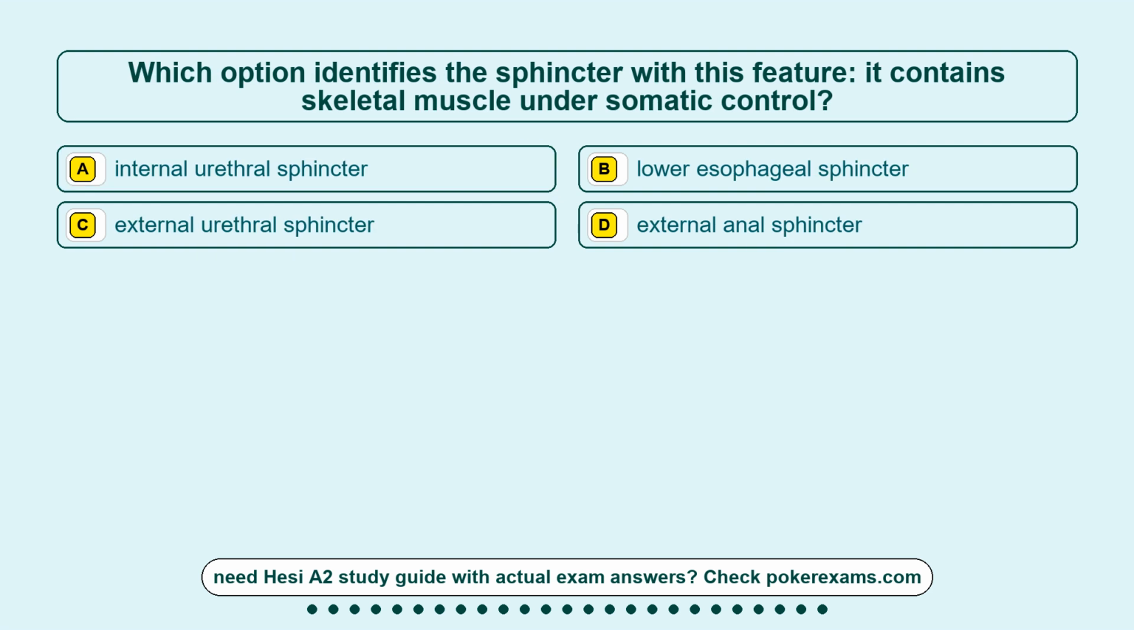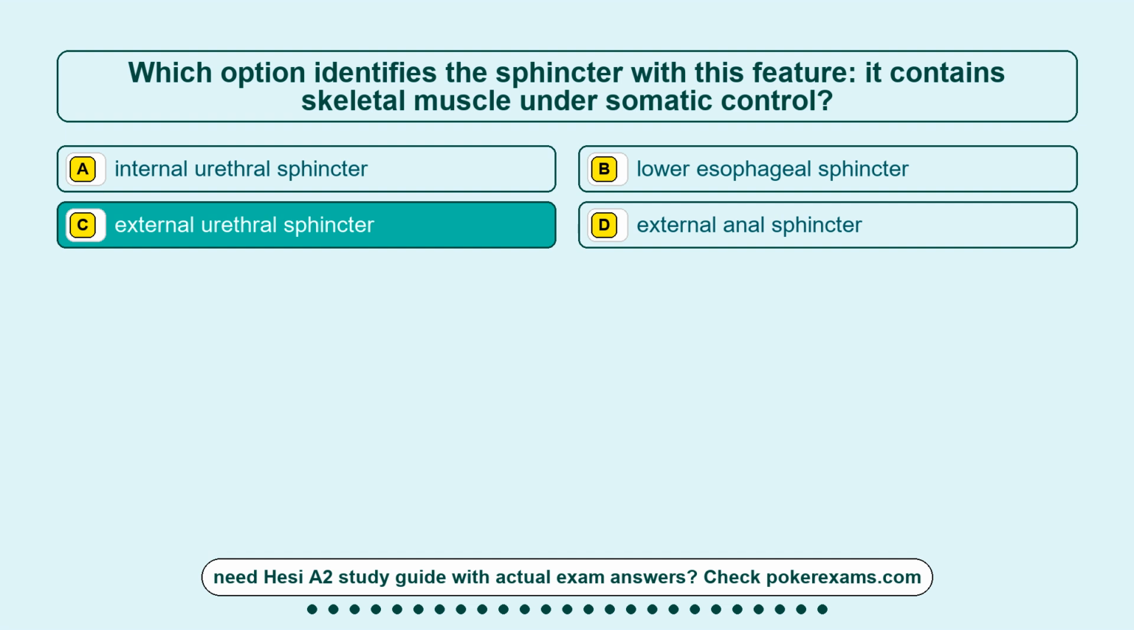Question 12. Which option identifies the sphincter with this feature? It contains skeletal muscle under somatic control. Option A, internal urethral sphincter. Option B, lower esophageal sphincter. Option C, external urethral sphincter. Option D, external anal sphincter.